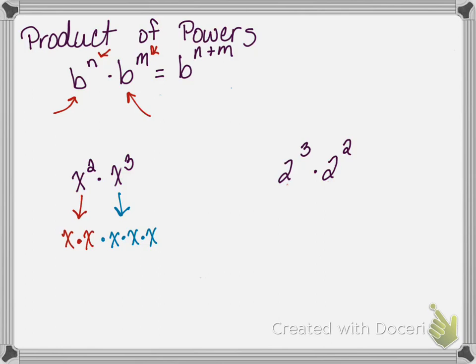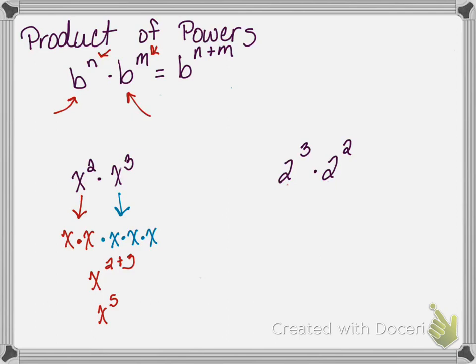So when we do this, what we've got is x to the 2 plus 3, which is x to the fifth. So that is why we add those exponents. So our final answer here is x to the fifth.